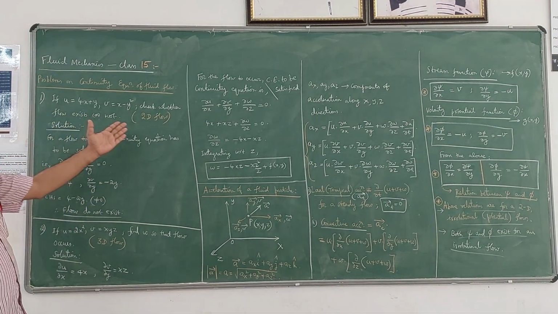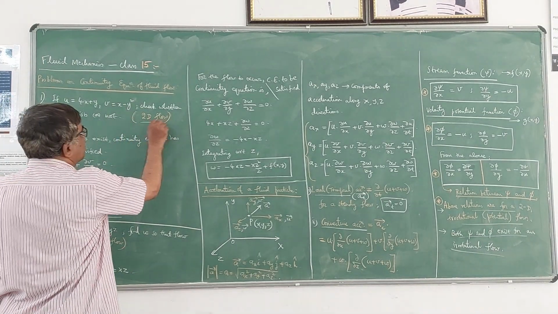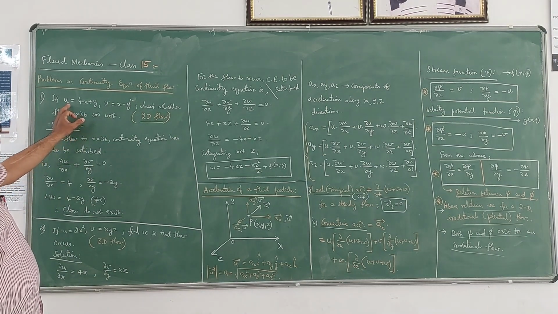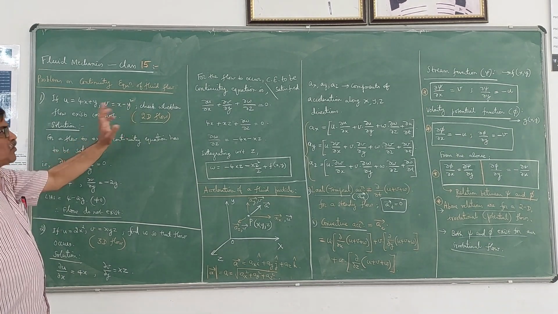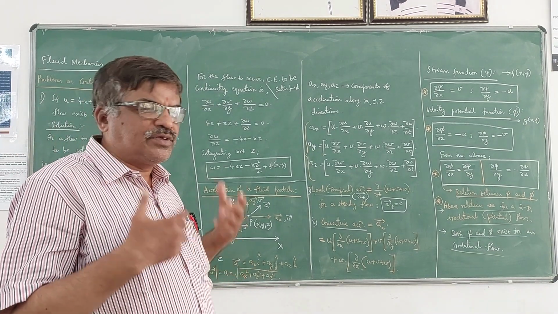So he has given the components of velocity for a two-dimensional flow, u and v, only two components, as functions of x and y. u is given as 4x plus y and v is given as x minus y square. The question is to check whether the flow occurs. So it's a simple question.